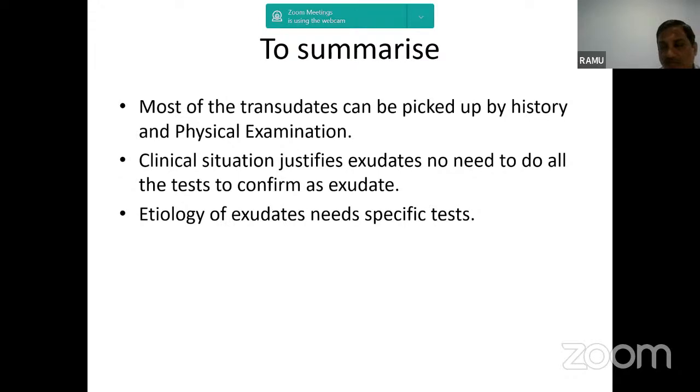To summarize, most transudates can be picked up by history and physical examination. By taking a proper history, whether the patient has cardiac disease or cirrhosis of the liver, we can tell whether it is a transudate or an exudate. If the patient has a cardiac history, then it is a transudate. And if the clinical situation justifies an exudate, there is no need to do all the tests to confirm it. Etiology is always very useful for evaluation. Based on the etiology we can tell whether it is a transudate or an exudate, and if it is an exudate, we can do the specific tests needed.